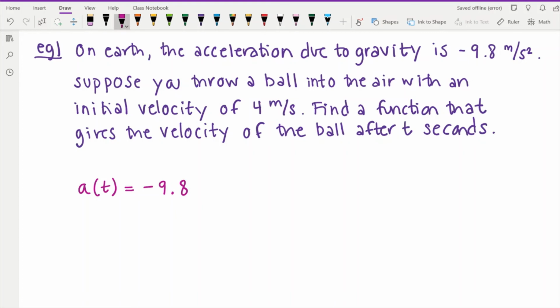Okay, so let's think about what other information is given here. So we're also told that the ball is thrown with an initial velocity of 4 meters per second. So what's another way of saying that? Well, that means that when t is equal to 0, the velocity is 4, right? And so we can write this as v of 0 is equal to 4. So what we're trying to find in this question is the velocity function, right? It says find a function that gives the velocity of the ball after t seconds.